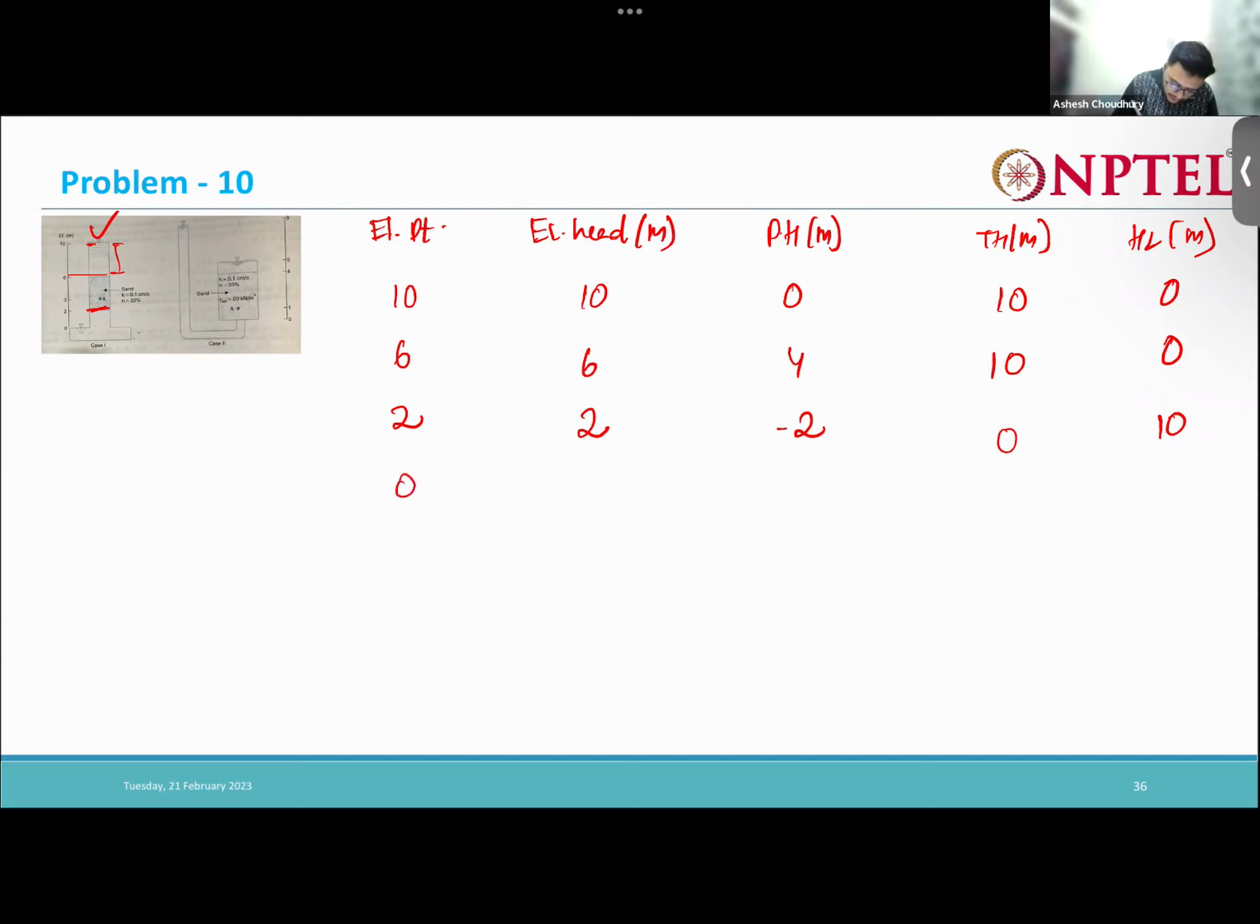Now for the 0 point. At the 0 point, what is the elevation? 0. What is the total head? 0. Then pressure head will also be 0. The head loss will be 10.